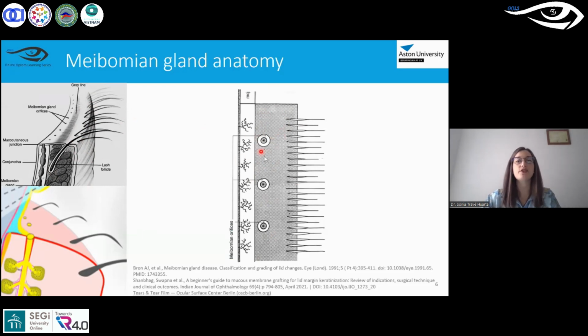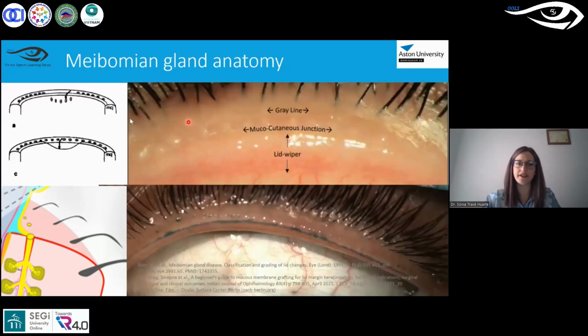What would happen if those openings are moved back more posteriorly, or that junction is moved more anteriorly? What would happen is that those oils would effectively not be on the top part of the tear film. They would be mixed into the ocular surface tear film. Therefore, those oils would not have that spread and that same protection that they would if they were placed in the right position. We have an example here.